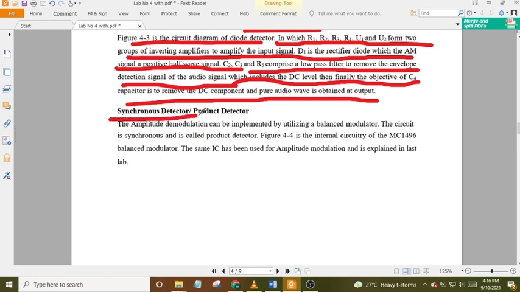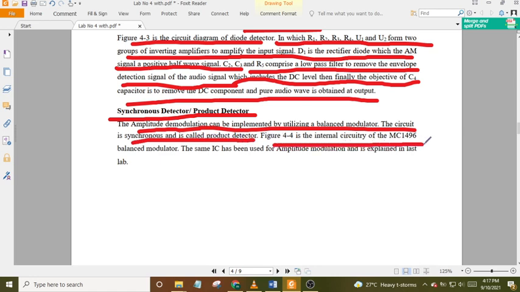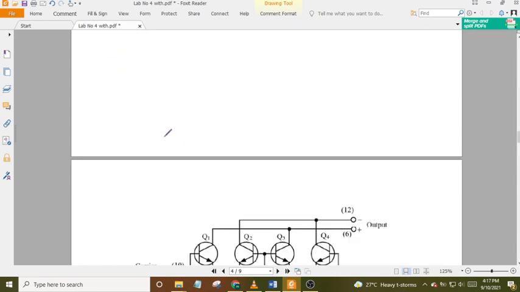Synchronous detector, product detector. The amplitude demodulation can be implemented by utilizing a balanced modulator. The circuit is synchronous and is called a product detector. Figure 4.4 is the internal circuitry of the MC1496 balanced modulator, the same one which was used for amplitude modulation and explained in the last lab. Figure 4.4.